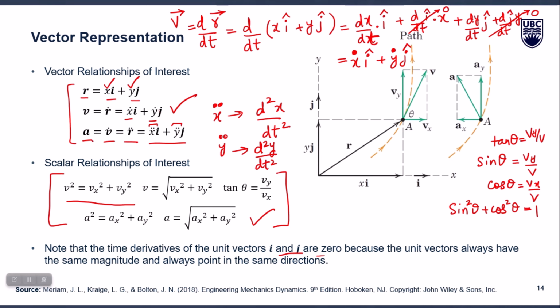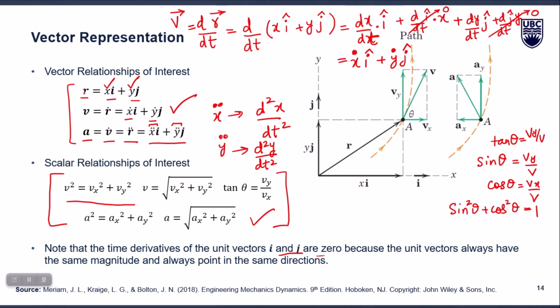In the rectangular coordinate system, we actually started with these 3 equations. A position vector r can be written as a sum of its x component and y component. The x and y quantities, scalar quantities, are the magnitudes of the x and y components of r respectively, and i and j represent the directions of the x and y components respectively. i and j are the unit vectors.